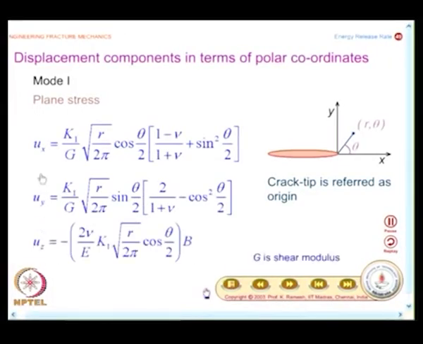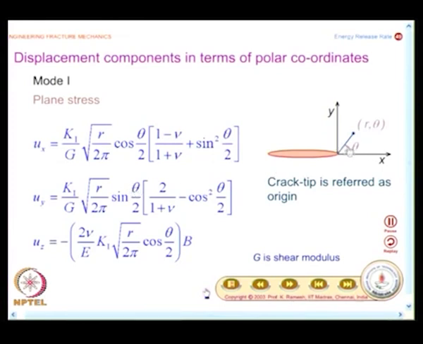And what you will have to keep in mind is, we are concerned about the displacement y, that is the v displacement or uy displacement. We will have to develop it for plane stress followed by plane strain, and what is the form of this expression? Have a look at it. I get this as K1 by G root of r by 2 pi sin theta by 2, and we are going to concentrate on the crack axis. So, on the crack axis, how will it be?